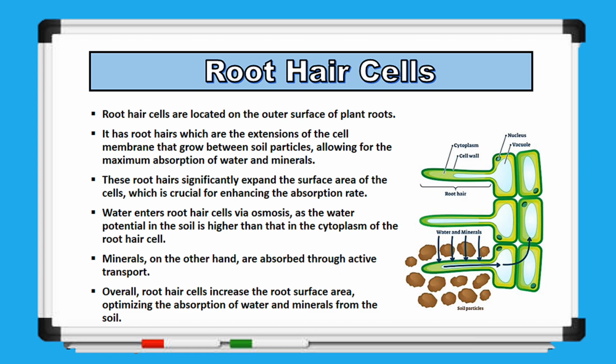Water moves into root hair cells by osmosis, because the water potential in the soil is higher than that in the cytoplasm of the root hair cell. Minerals, on the other hand, are taken in through active transport. So overall, root hair cells play a key role in increasing the root's surface area, making sure the plant can absorb as much water and as many minerals as it needs from the soil.